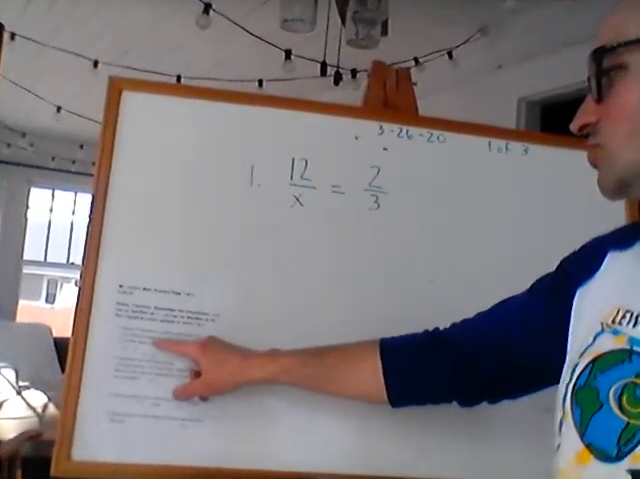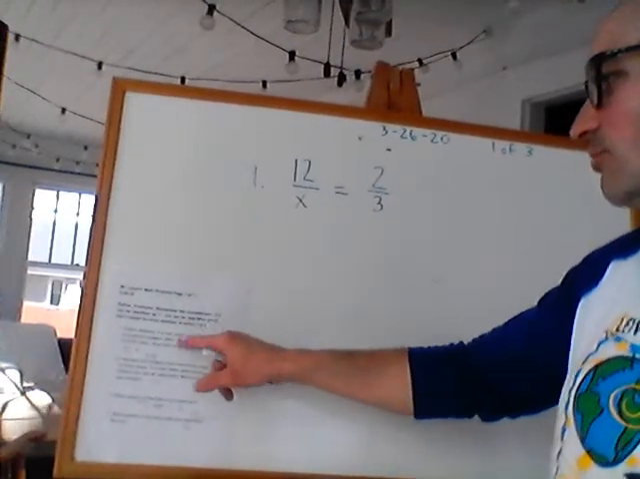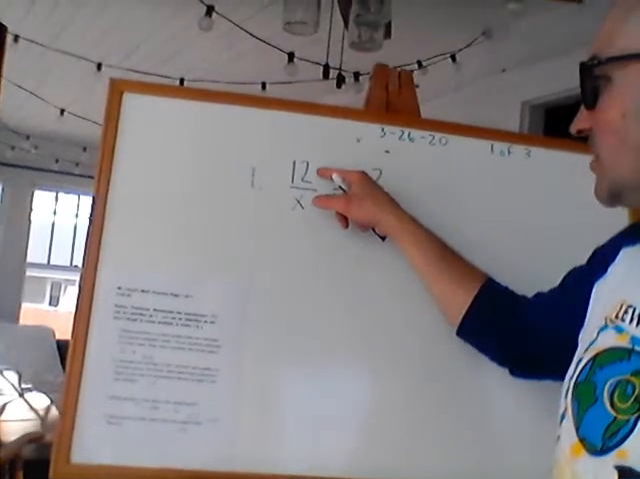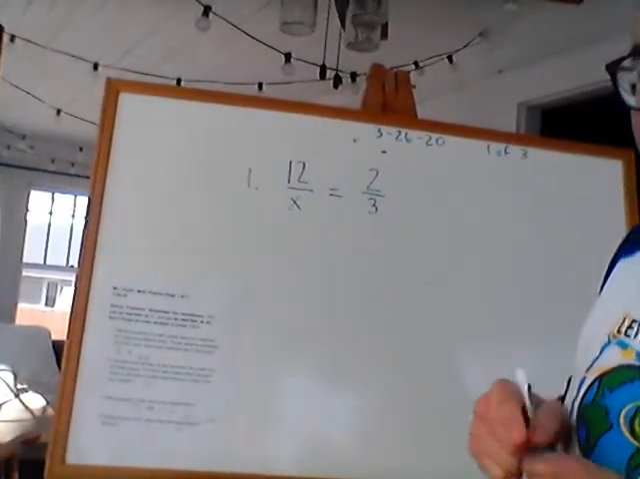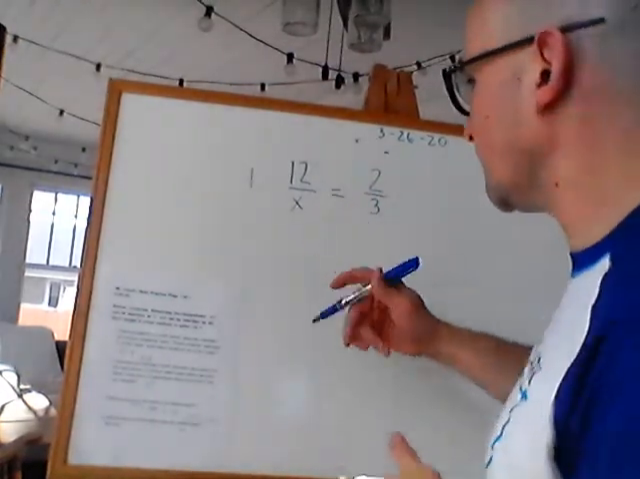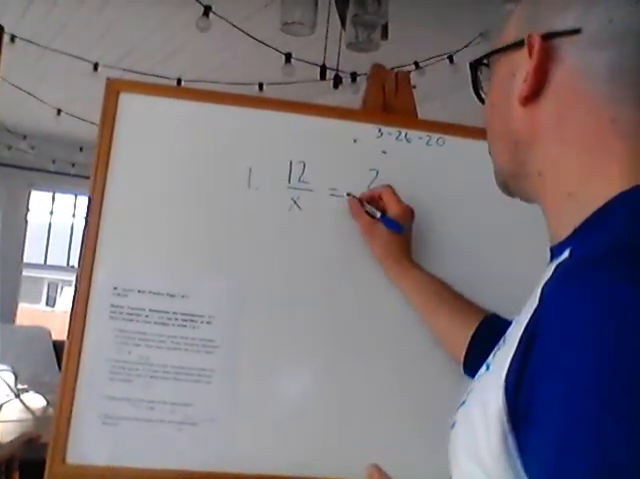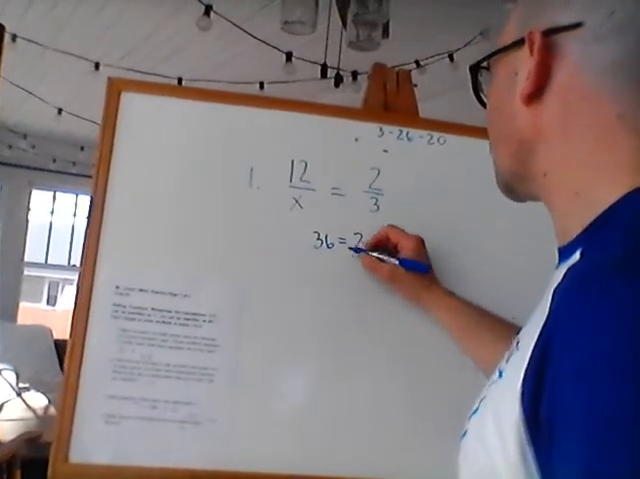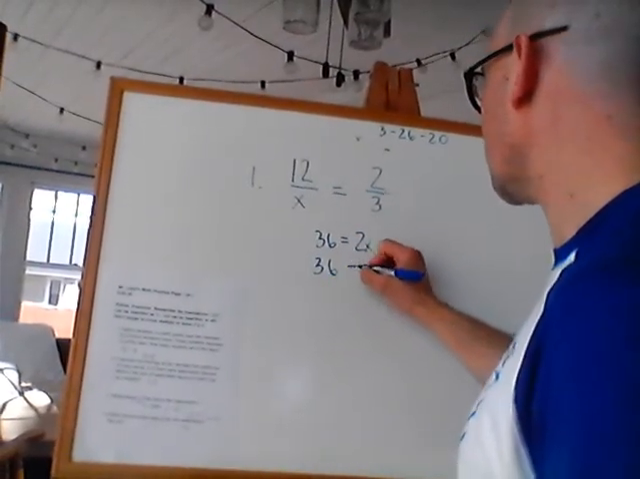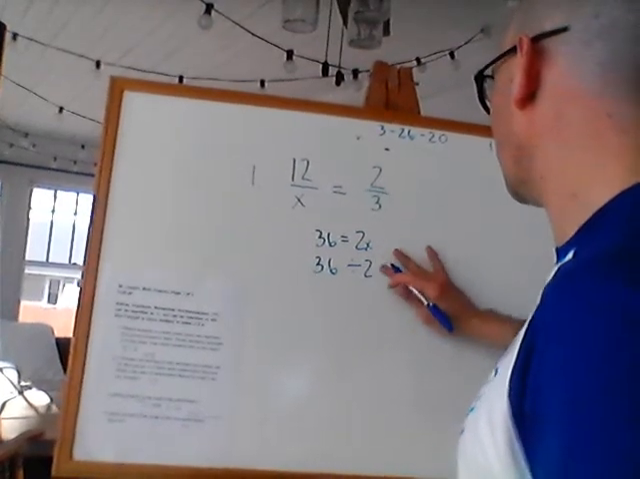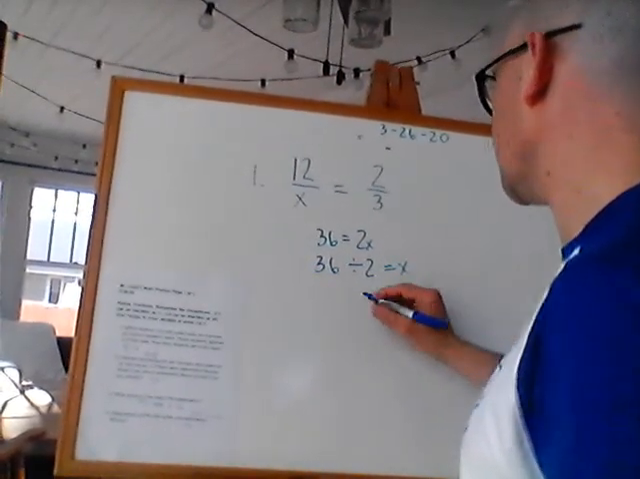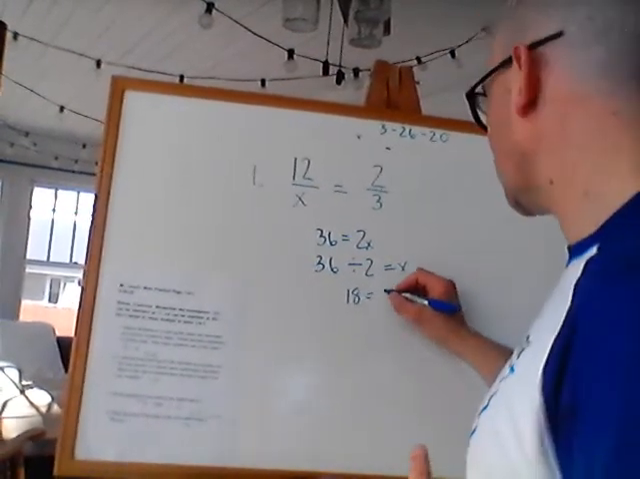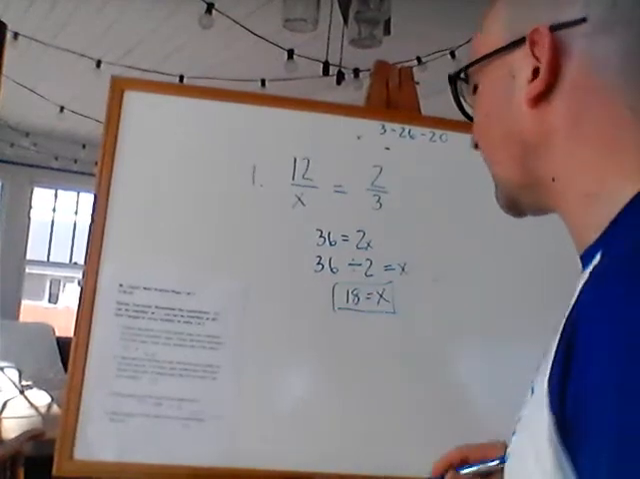So 12 students, you have to read this carefully, 12 students are part of a 6th grade academic team. So that means the part always goes on top, the whole always goes on bottom. So our x is our unknown, and we're just going to cross multiply to solve. So 12 times 3 is 36. 2 times x is 2x. So we know that 36 divided by 2 equals x. And of course, 36 divided by 2 equals 18. So there were 18 kids in the whole class.